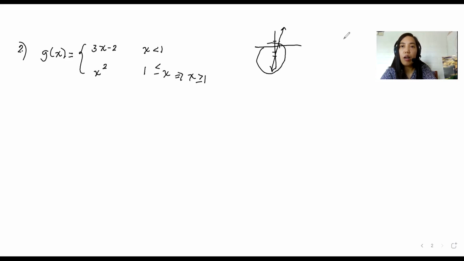And we know that the graph for a quadratic equation is a parabola. And this is a parabola opening upward since the coefficient of x squared is positive. So this is the graph for the second one. And the restriction of the domain is x greater than or equal to 1. So we will just need this part of the parabola. So let's set a table of values.